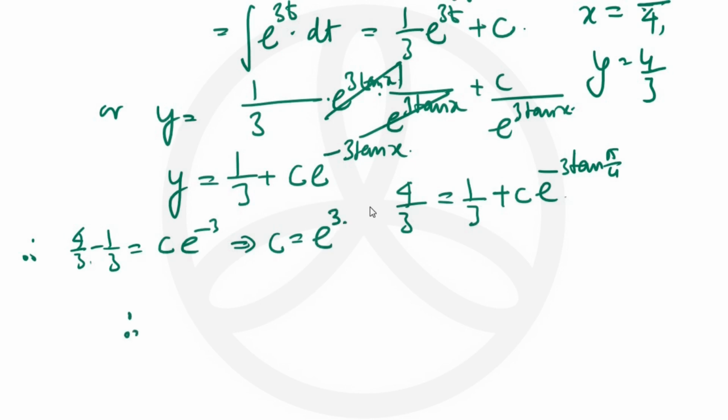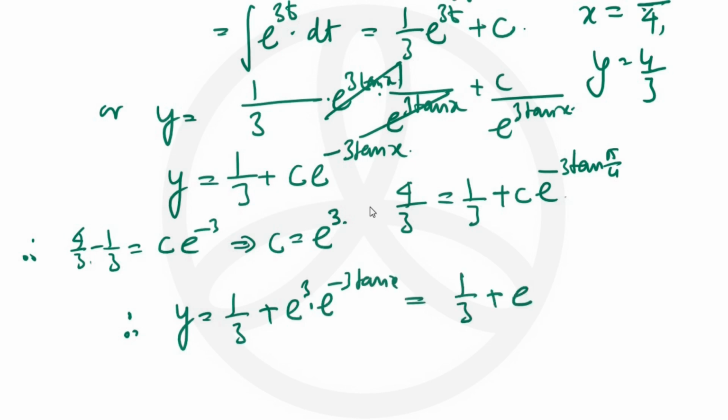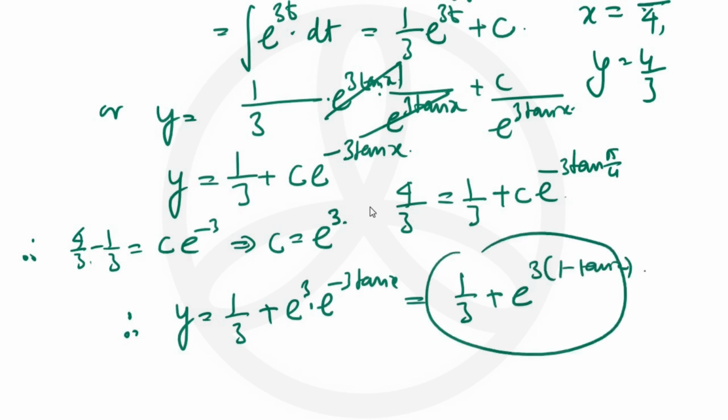Therefore, our solution will be y equals 1 over 3 plus e to the power 3 minus 3 tan x. In case you want to write it combined, you can write it as e to the power 3 minus 1 minus 3 tan x. This is the answer.